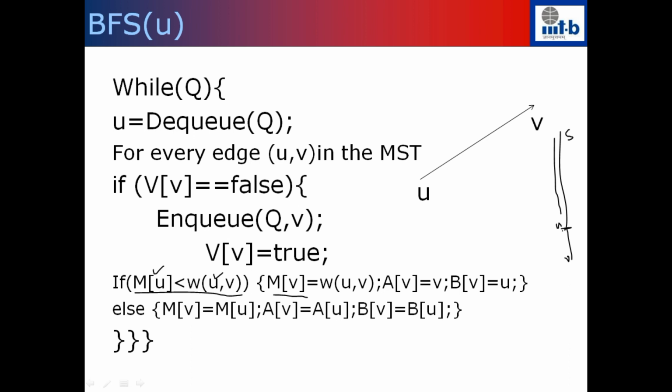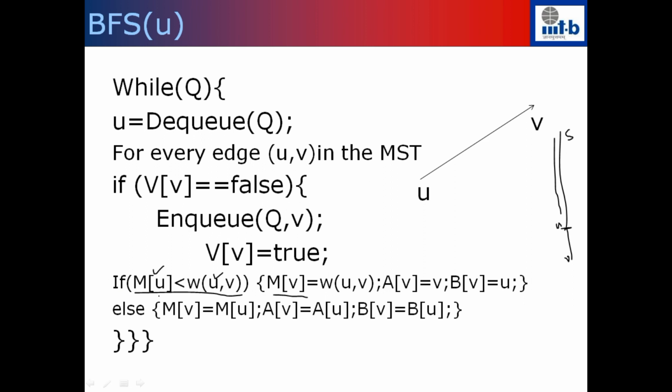In that case, I also keep track of the corresponding edge. The corresponding edge is given by A and B. A of V is set as V, and B of V will give us U. So m of V will give us the maximum weighted edge on the path from S to V, and the edge is actually given by A of V comma B of V.